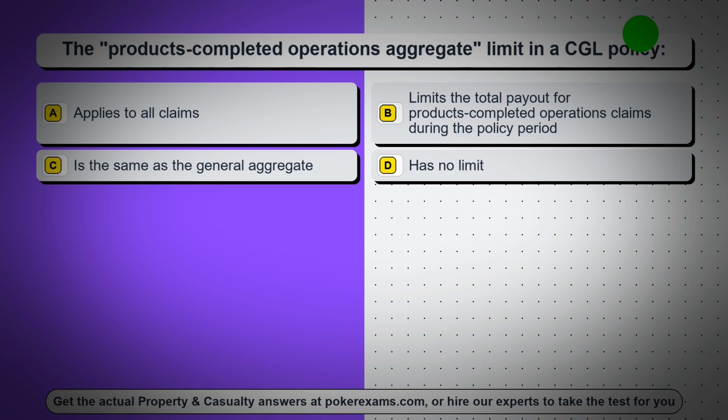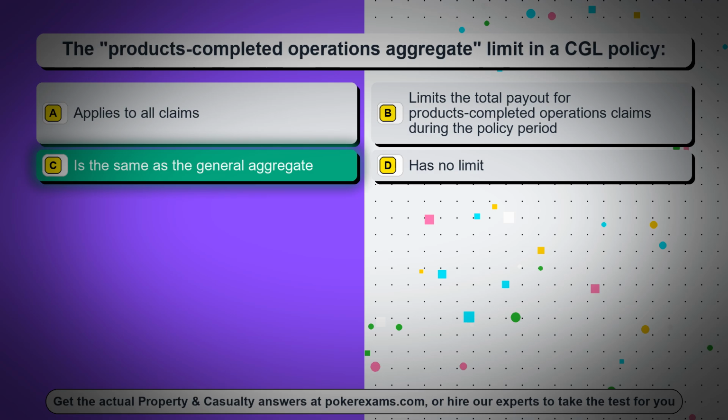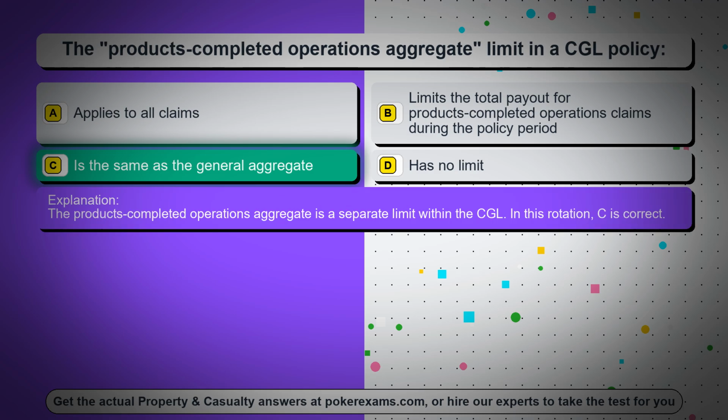Question 90. The products completed operations aggregate limit in a CGL policy: option A, applies to all claims; option B, limits the total payout for products completed operations claims during the policy period; option C, is the same as the general aggregate; option D, has no limit. The correct answer is option C, is the same as the general aggregate. The products completed operations aggregate is a separate limit within the CGL. In this rotation, C is correct.